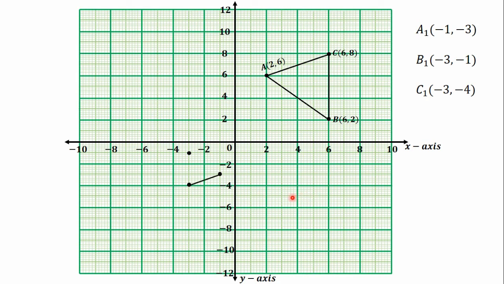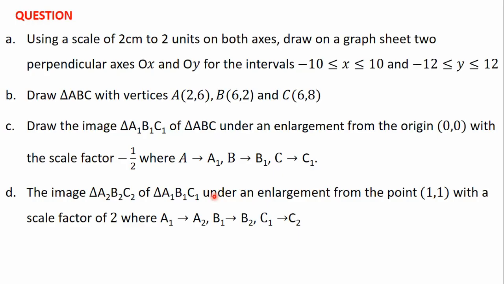So after that, you join them to get the image triangle A1, B1, C1. This is the point A1 with coordinates minus 1, minus 3. This is the point B1 with coordinates minus 3, minus 1. And this is the point C1 with coordinates minus 3, minus 4. We have now solved the first 3 parts of our question.